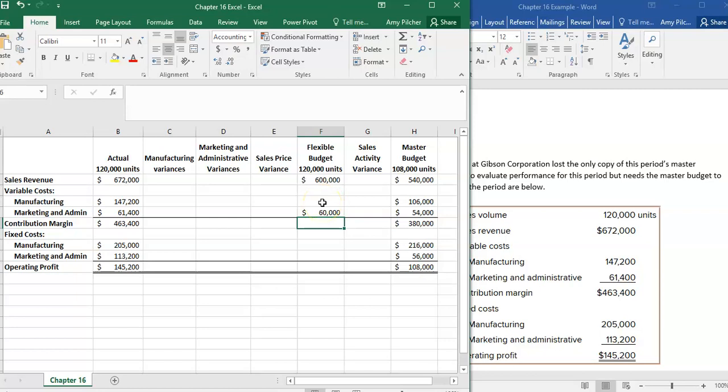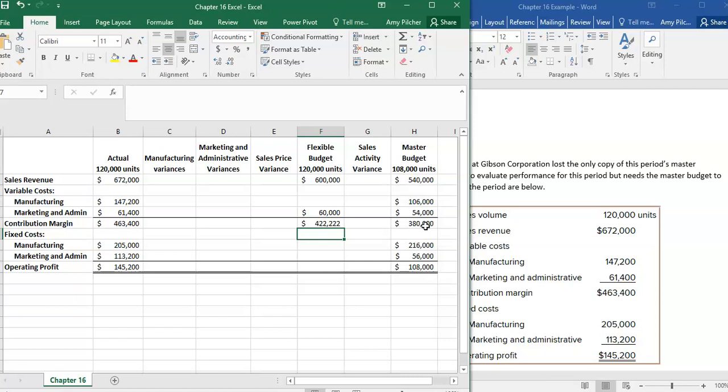So then we need to calculate what our contribution margin would have been. So our contribution margin of 380,000 divided by 108,000 units gives us a contribution margin per unit, and we take that times our flexible budget amount of 120,000 units. That gives us a contribution margin, rounded, of $422,222.